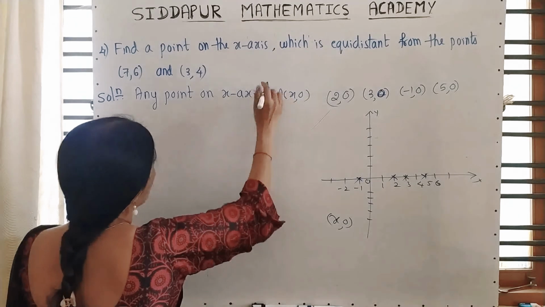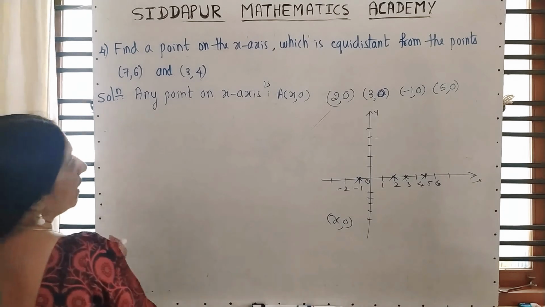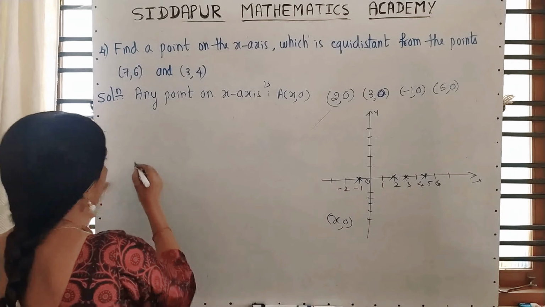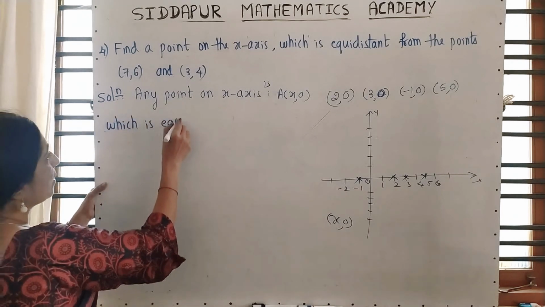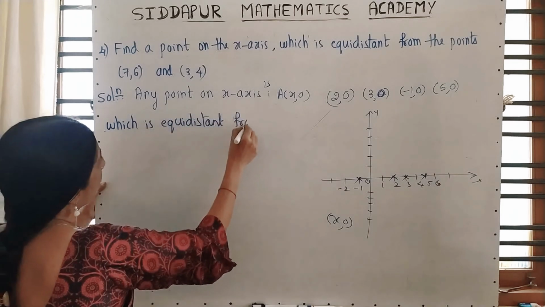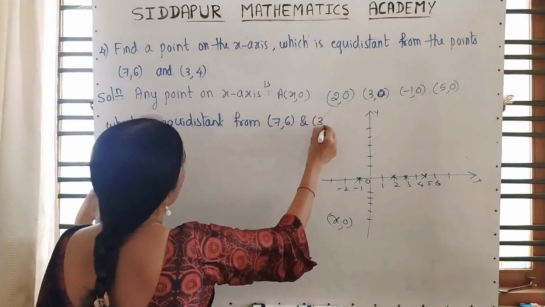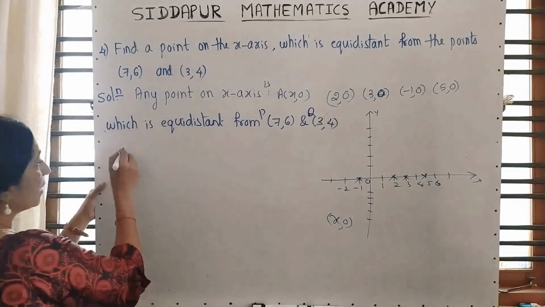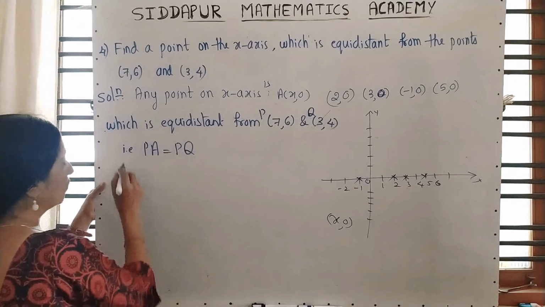A (x, 0), which is equidistant. It is given that this point is equidistant. That means the distance from the remaining 2 points is equal. Which is equidistant from 7, 6 and 3, 4. P (7, 6), Q (3, 4). That is PA is equal to PQ.